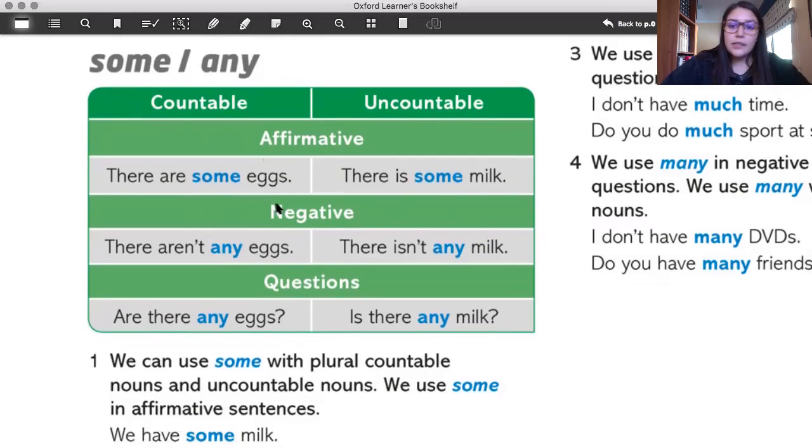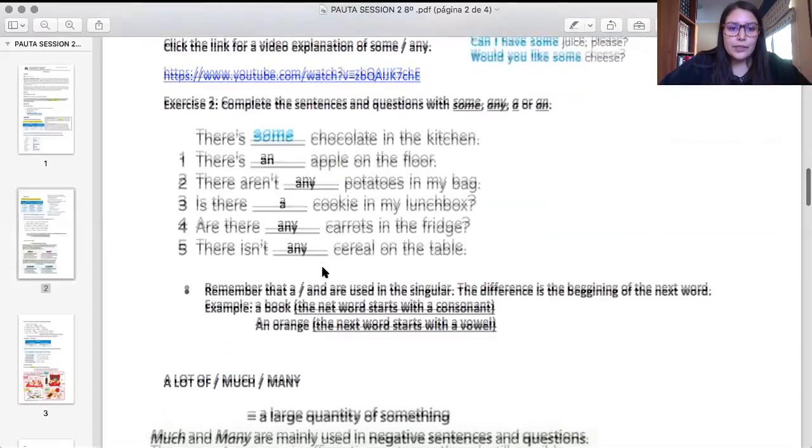Then in the negative, we use any. There aren't any eggs and there isn't any milk. And in questions, we use any: are there any eggs? Is there any milk? We use any for negatives and questions, and we use some for affirmatives. Okay, so now let's go back to our exercise and review it.